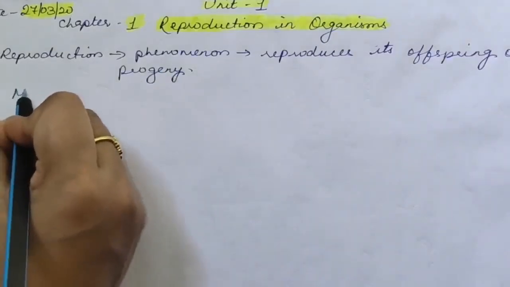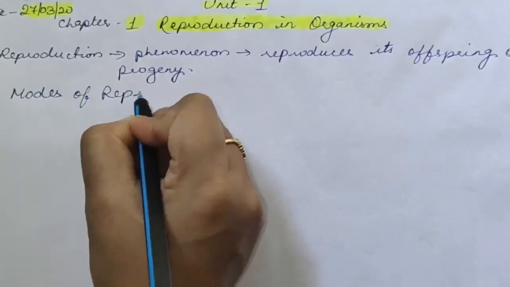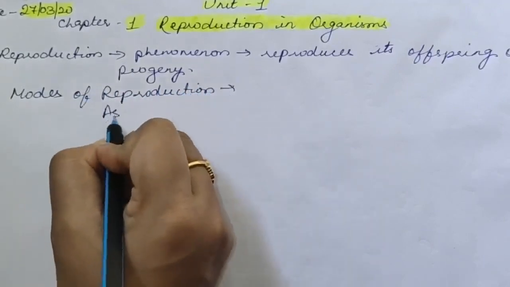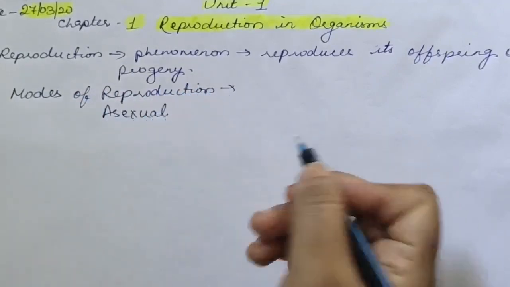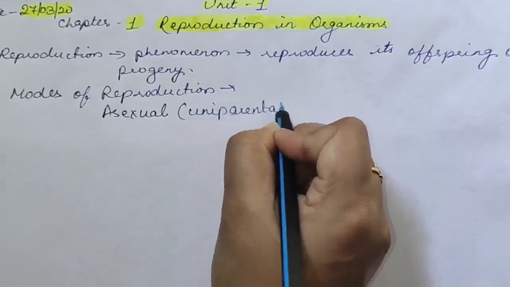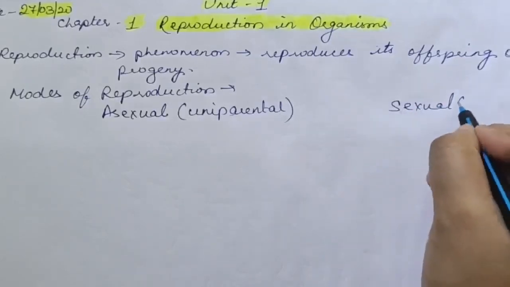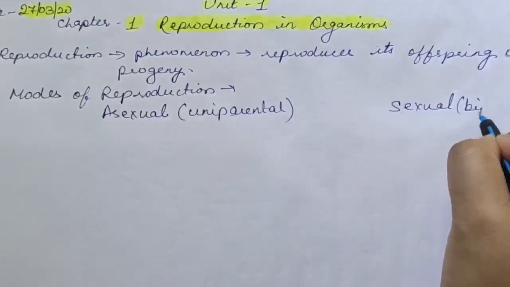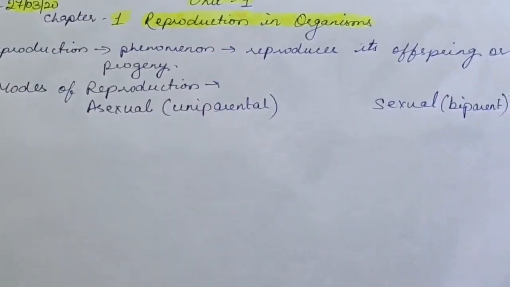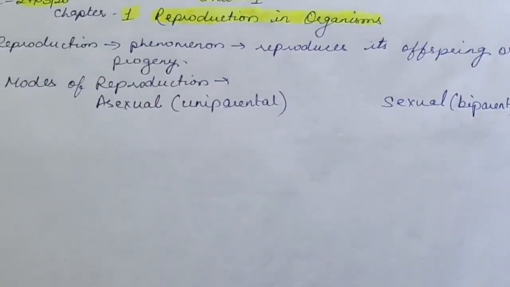In your lower class, you have already learned about the two modes of reproduction. That is asexual, which is also called as uniparental, and sexual, which is also known as biparental. Okay, so let us study one by one.